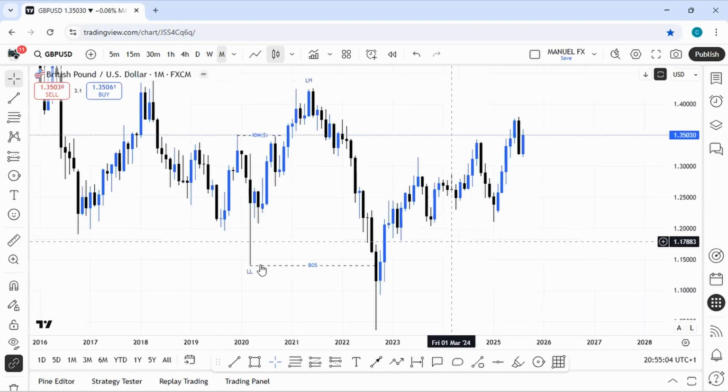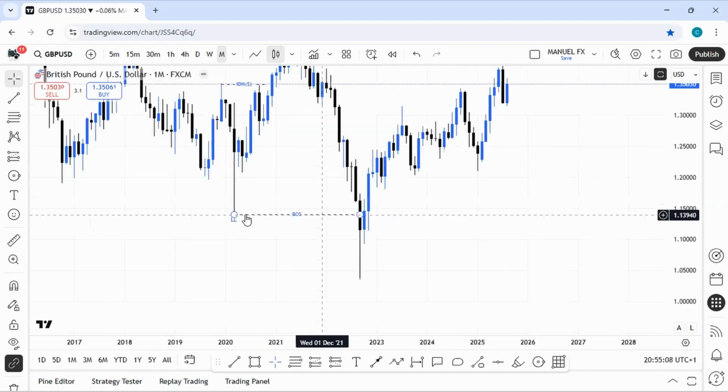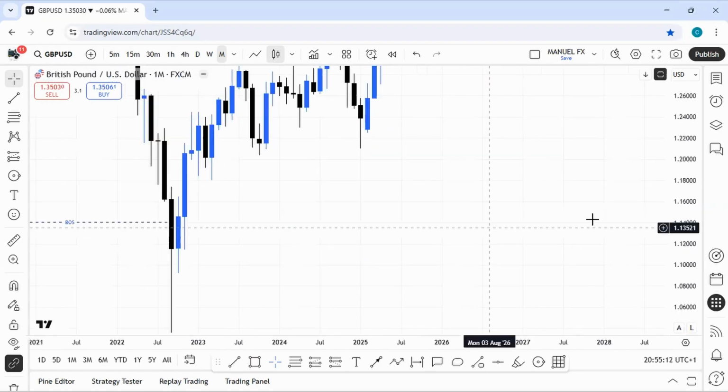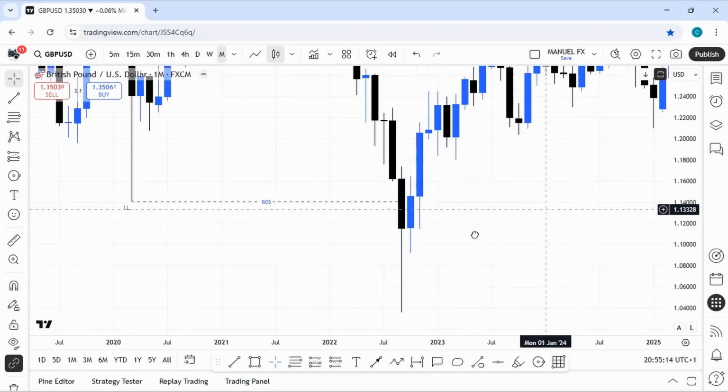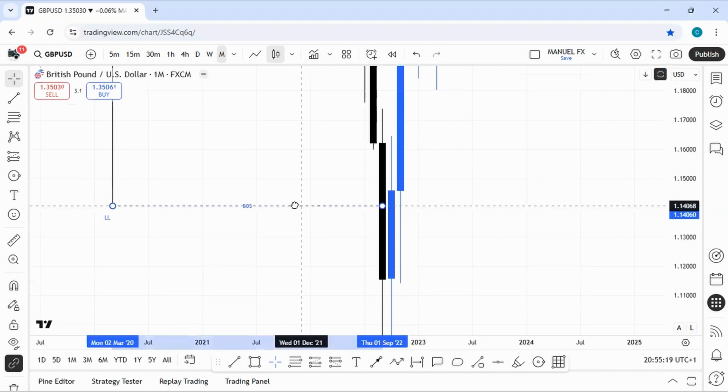And as the lower high was broken, how do we confirm that this break of structure is a valid break of structure? We confirm that this break of structure is a valid break of structure only when that lower low was taken out by a body. It has to be broken by a body, not by a wick.